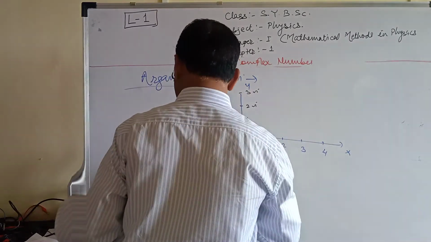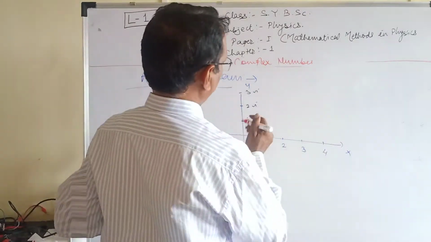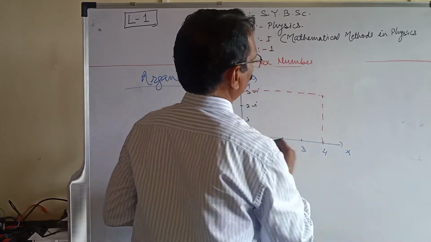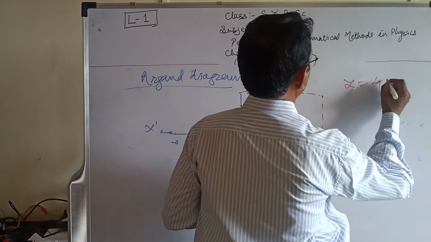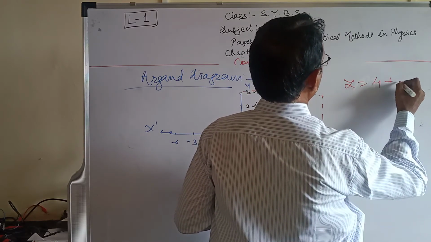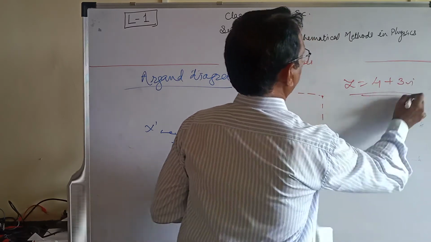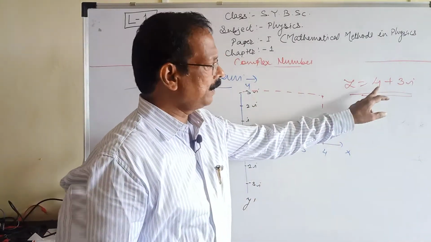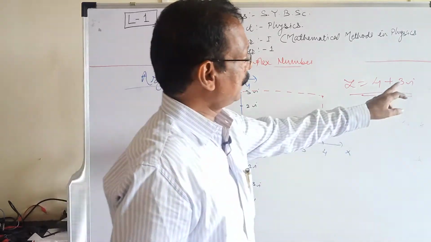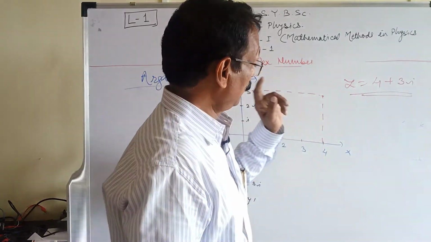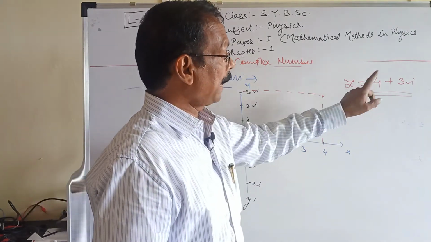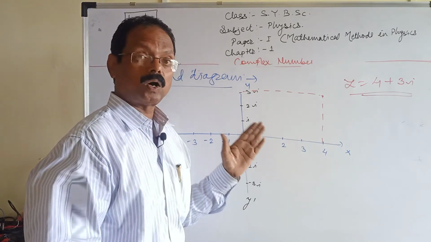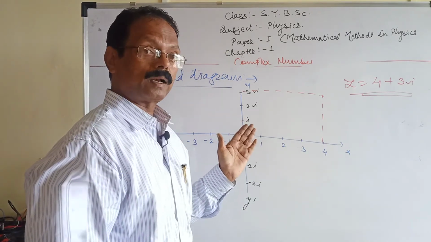Suppose we plot another point here. Suppose z is equal to 4 plus 3I. How can we plot this number? We know that 4 is the real part of the complex number and 3 is the imaginary part of the complex number. As we know, in the Argand diagram we plot the real number on the x-axis and the imaginary number along the y-axis.